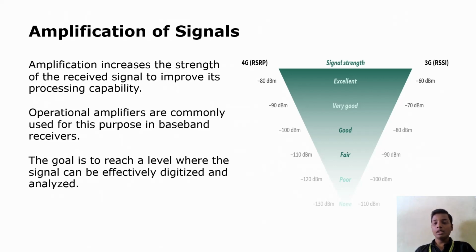The amplitude between -130 and -110 dBm is none, and the amplitude between -110 and -100 dBm is poor, and then the amplitude between -100 and -90 dBm is fair, and then the amplitude between -100 and -80 dBm is good, and the amplitude between -90 and -70 dBm is very good, and then the amplitude between -80 and -60 dBm is excellent. The range between 4G and 3G shows the signal strength.